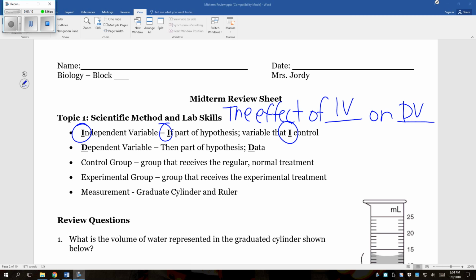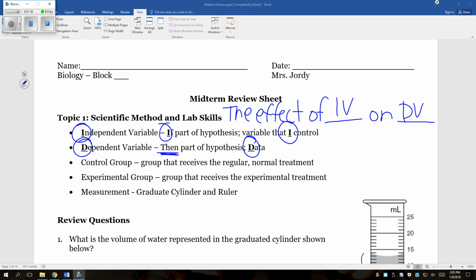Now, our dependent variable is the then part of your hypothesis. Remember, your hypothesis is simply an educated guess. The other thing to note about your dependent variable is that this is the data or the numbers that you collect as you are conducting your experiment.